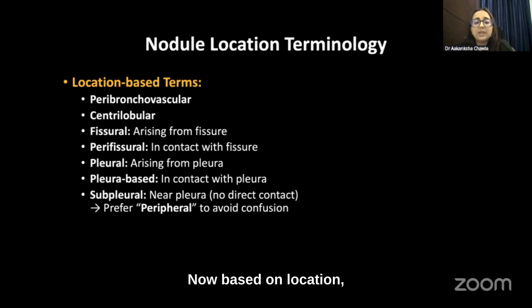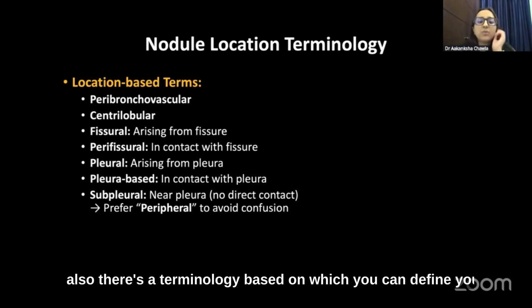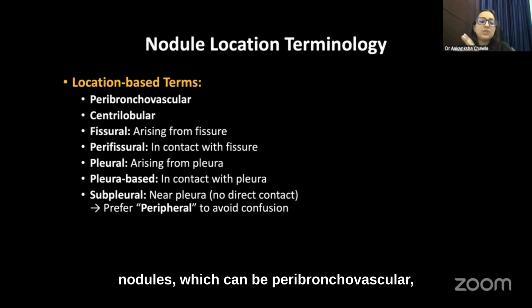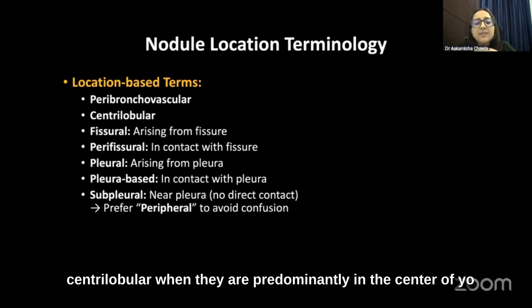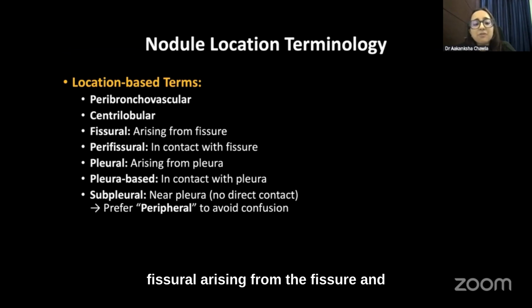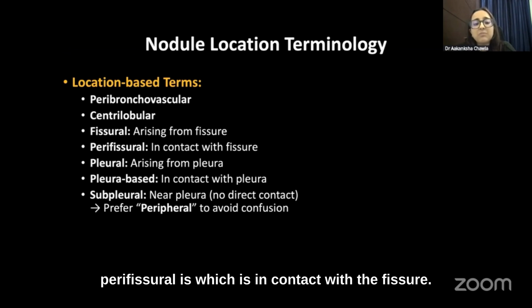Now, based on location, there's also terminology by which you can define your nodules. They can be peribronchovascular, centrilobular when they are predominantly in the center of your secondary lobule, fissural arising from the fissure, and perifissural which is in contact with the fissure.